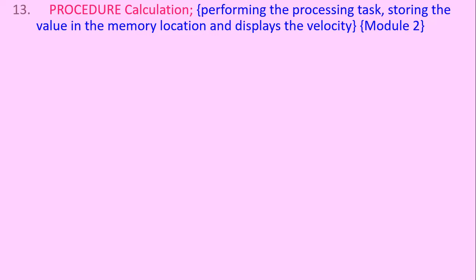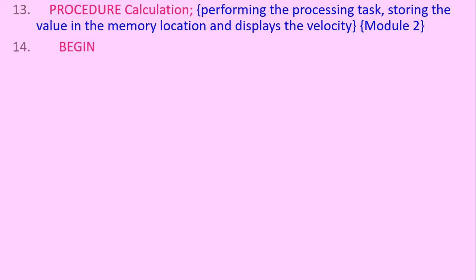The next module is calculation. Because this is a procedure, it begins with the keyword procedure calculation. This module is meant to perform the processing task, store the value in the memory location, and display the results. That is, display the velocity. And this is our second module.